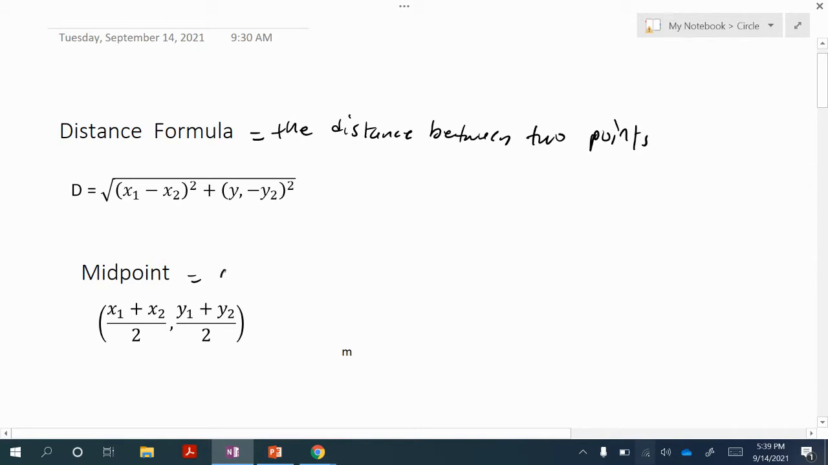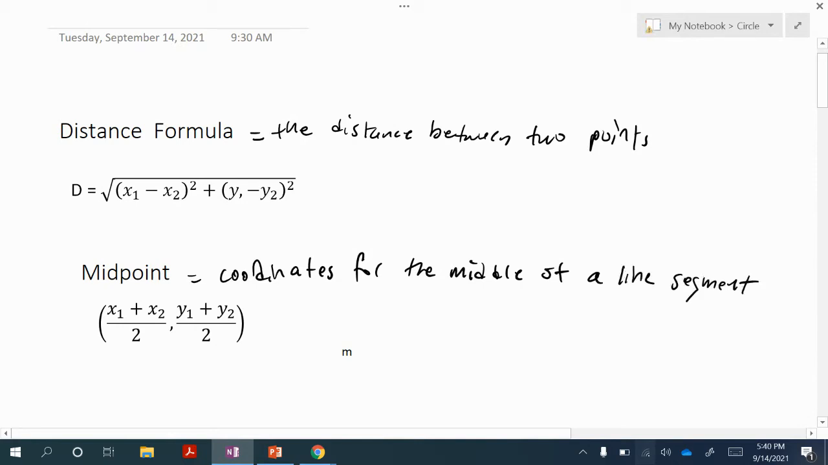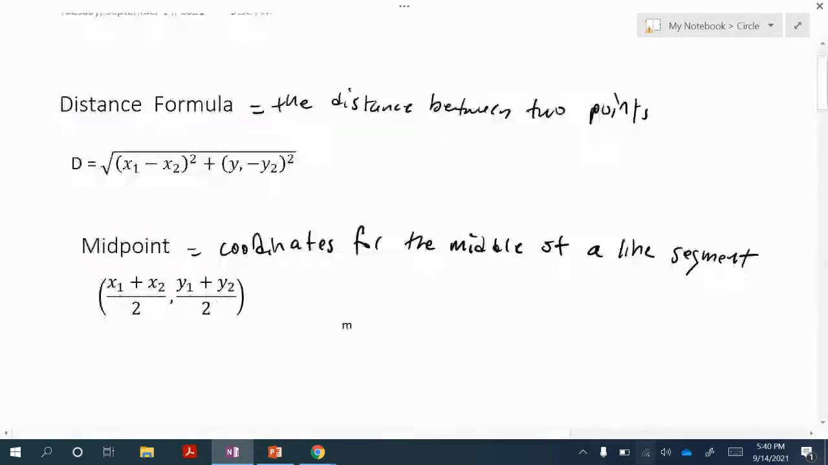Next, we'll take a look at the midpoint. What the midpoint will give you is the coordinates for the middle of a line segment. And that formula is given as x sub 1 plus x sub 2 quantity divided by 2, comma, y sub 1 plus y sub 2 quantity divided by 2. Notice that the midpoint formula will actually give you an x and a y ordered pair.